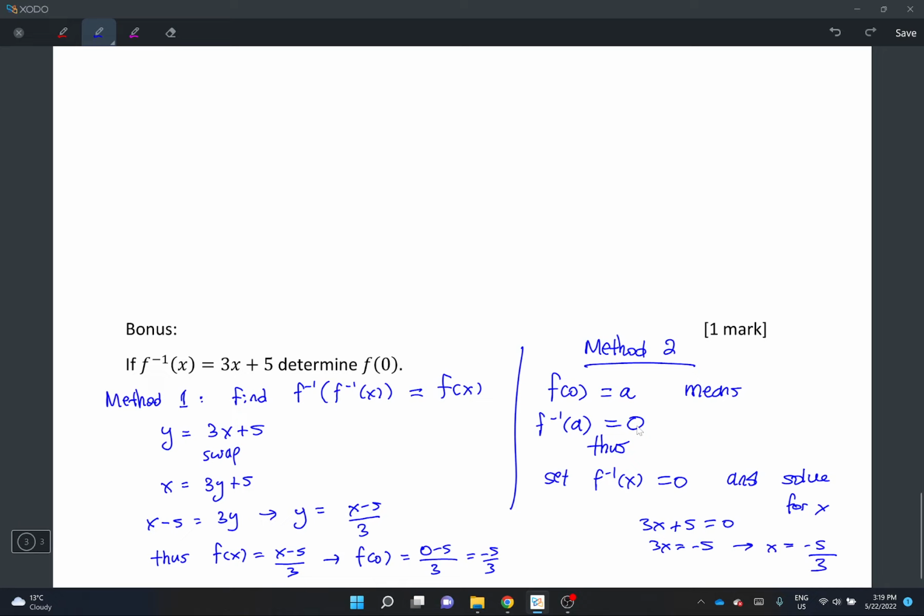So two very different problem-solving strategies. Obviously, method 2 is faster, but it requires us to really know forwards and backwards what inverse functions mean. This is literally the definition of the inverse function from the first slide of inverse functions. Anyway, hope that helps.